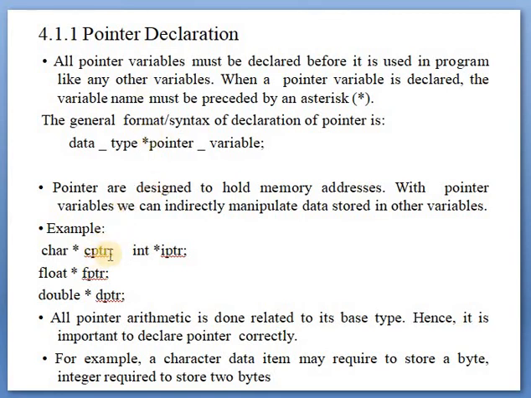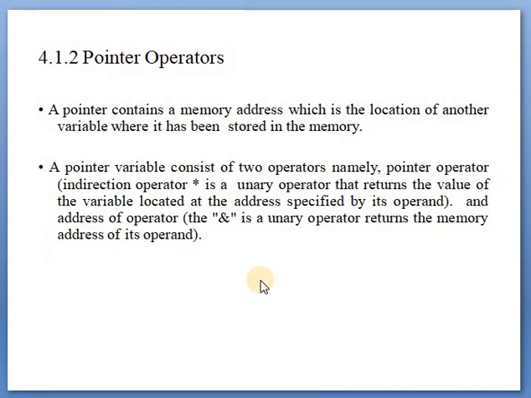This char requires 1 byte, float requires 4 bytes, and integer requires 2 bytes to store the value. Now next is the pointer operators. A pointer contains a memory address, which is the location of another variable where it has been stored in the memory. A pointer variable consists of 2 operators, namely the pointer operator and the address-of operator.